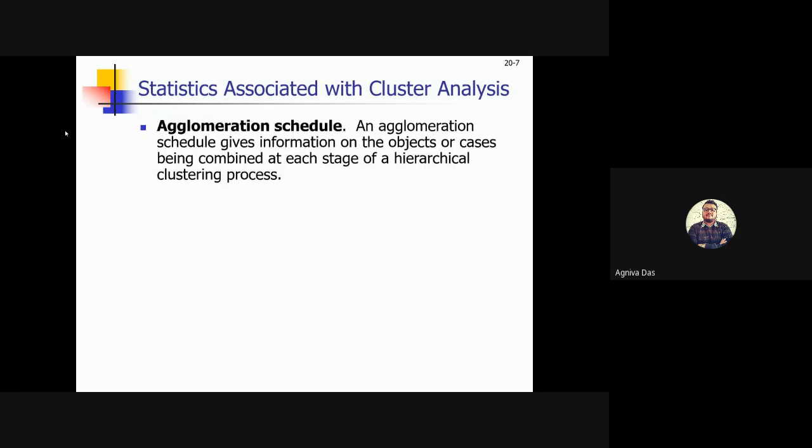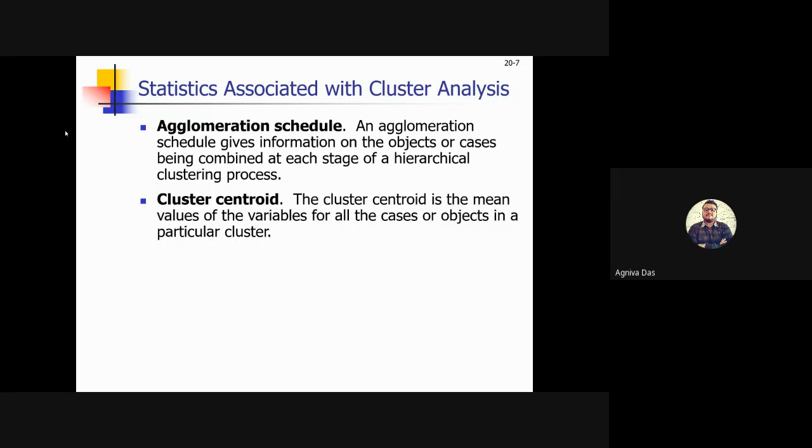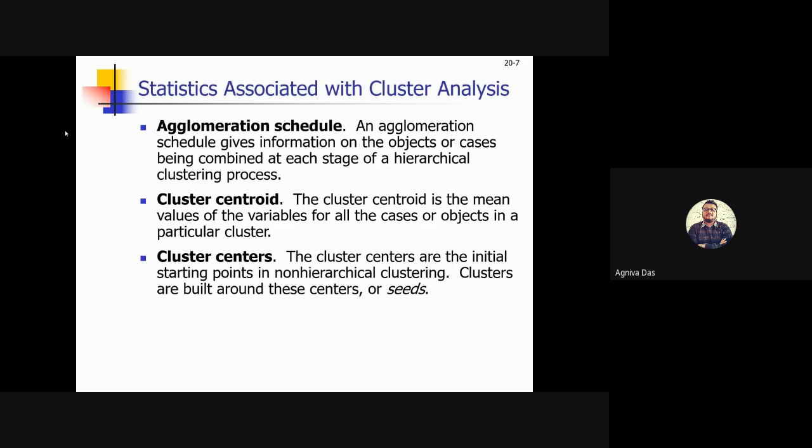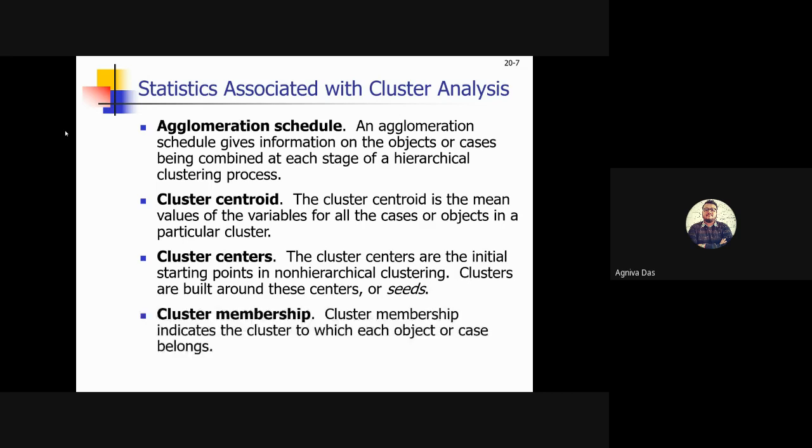So in that case, we need an agglomeration schedule, which gives the information on the objects or cases being combined at each stage of the process. We need to know where the cluster centroid is, basically the mean of the cluster, because all the other values of the variables will be centered around it. The center of the cluster means the initial starting points or the seeds, right?